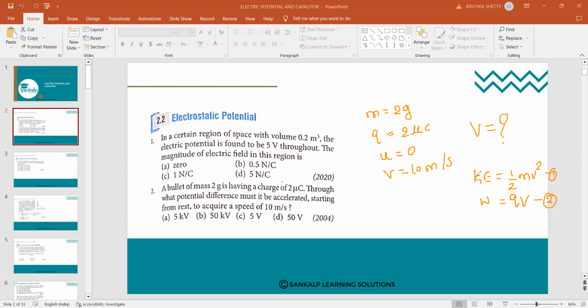So kinetic energy is nothing but what we consider as work done only, because always the work done is nothing but the energy itself. Therefore, I can equate equation 1 and 2 because both are work done only. So half mv square is equal to q into v. What do we need? V. So it is 1 by 2 mv square upon q.